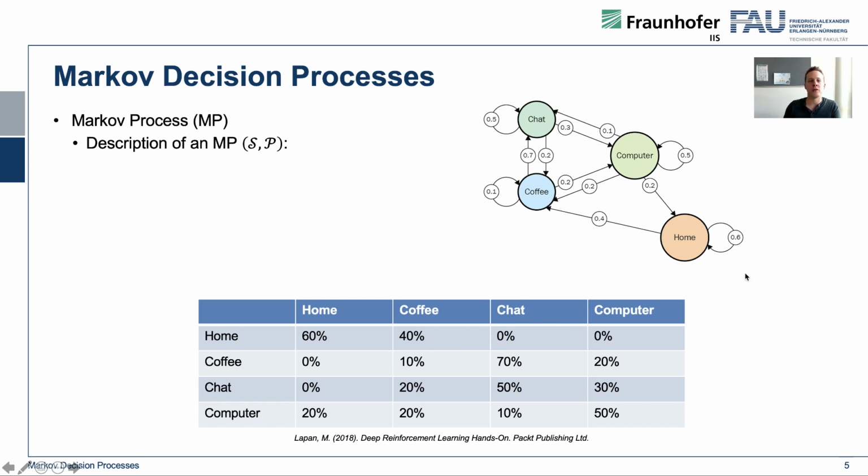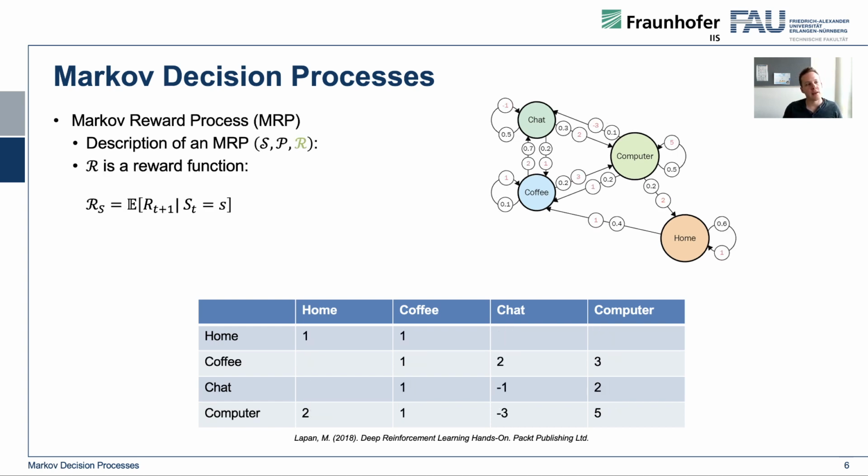And what you can then do is calculate the probability of going from home to chat over all the paths, and there are algorithms you can use to derive such a probability. Okay, so this is the two main components of a Markov process. We could just add rewards.